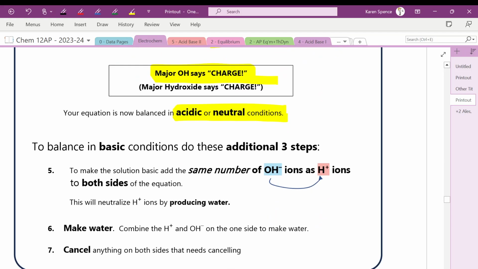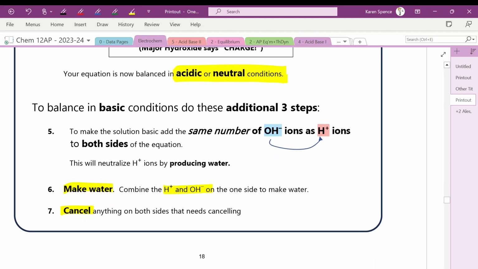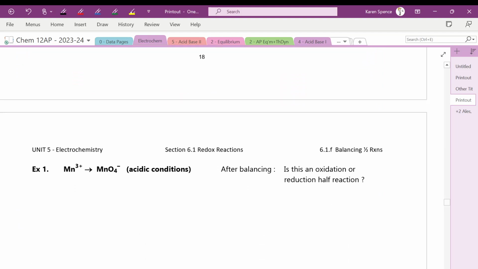And then once you've added it, you make the water by combining the H and OH. And then you're going to find that sometimes you have things on one side that will cancel with things on another side, and you will just cancel anything. Okay? But right now, we're going to focus on the first 4 steps. Major hydroxide says charge. Okay.